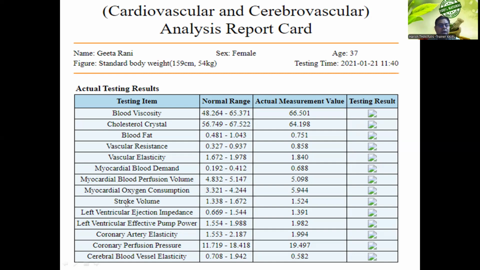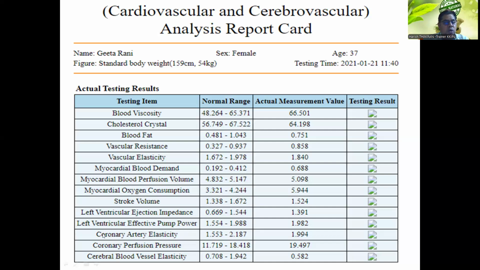The next is, again, I already told you, left ventricle functioning. If it is on normal, that is okay. If it is higher, that means higher BP. If it is low, that might be low BP problem. So these are basically the functioning of left ventricle.